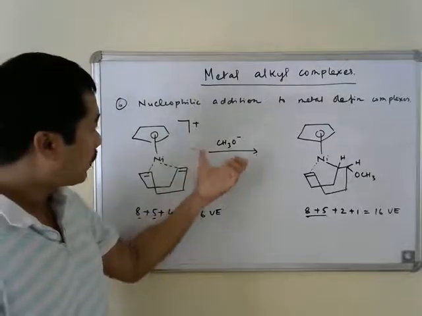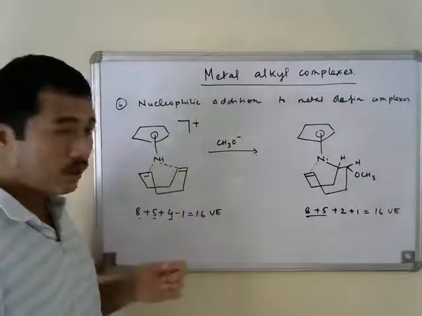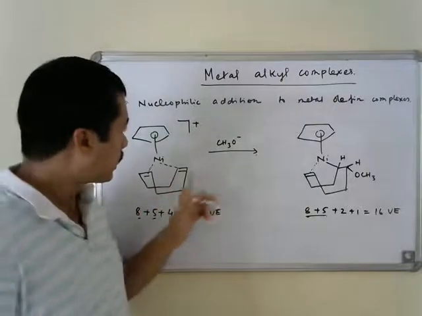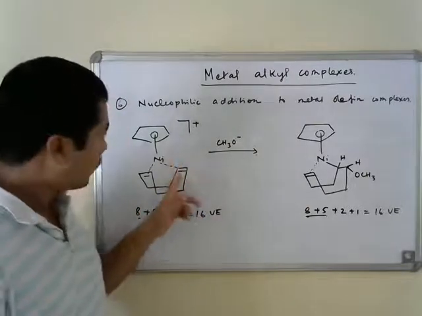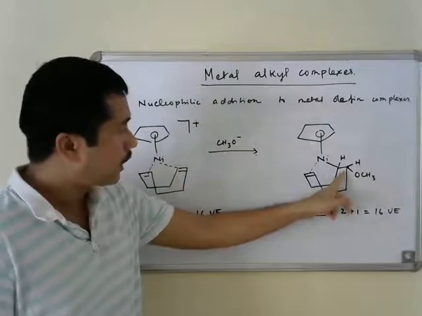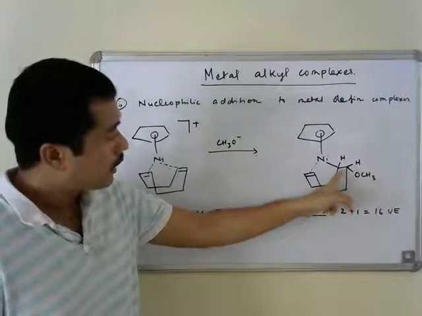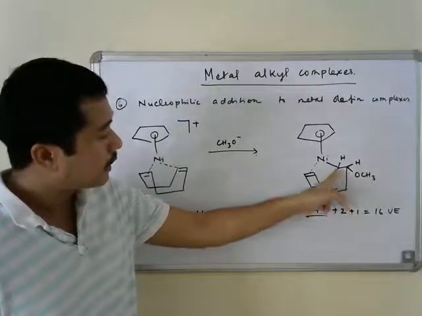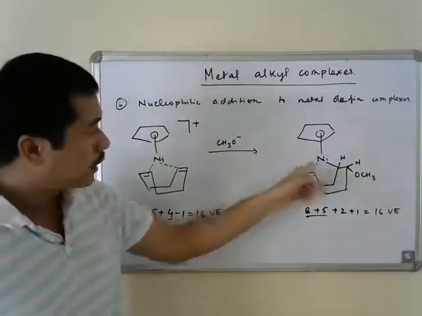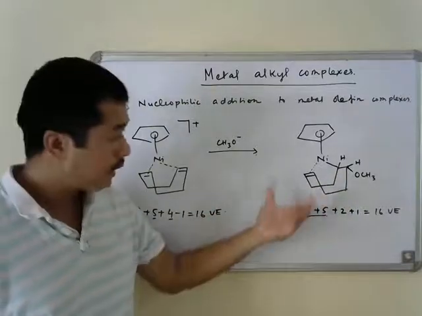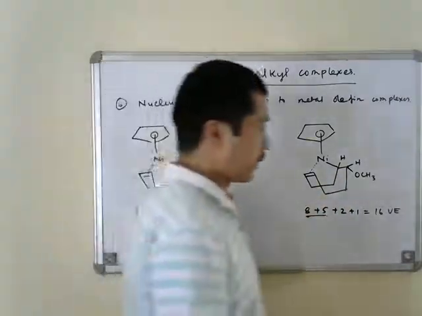By attack of this nucleophile on this olefin complex, we convert one of the olefin bonds into sp3 hybridized carbon atoms, and then one of the sp3 hybridized carbon atoms will get attached to the nickel, and we will get a metal alkyl complex in this way.